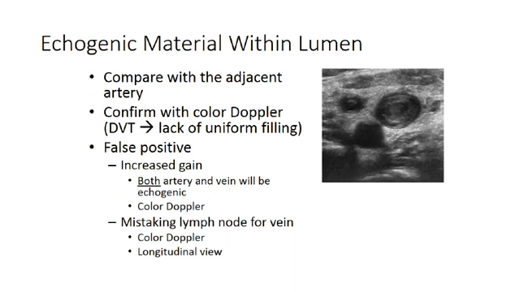Now the echogenic material within the lumen, you always compare it with the adjacent artery, obviously assuming that the artery does not have a thrombus either. You confirm it with color Doppler as we saw, and then you have false positives and false negatives. False positives can be because of increased gain, but then everything will be brightly echogenic.